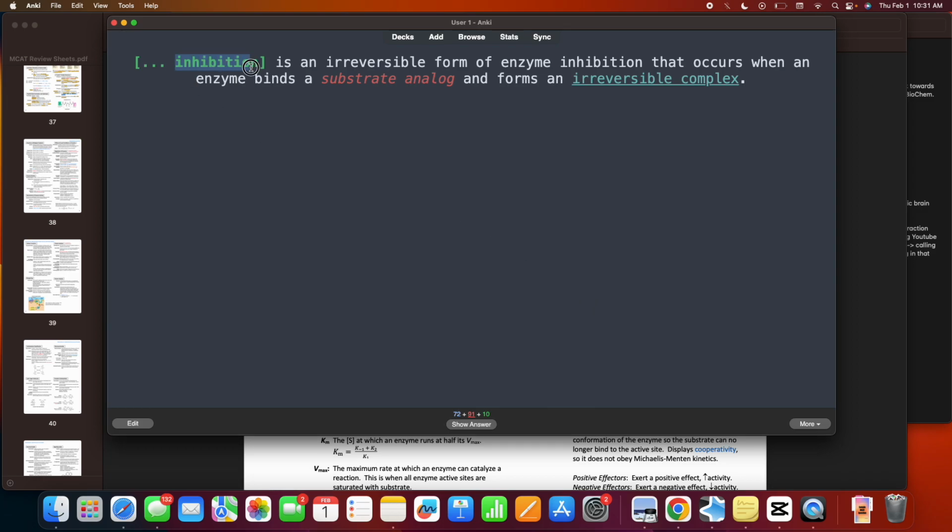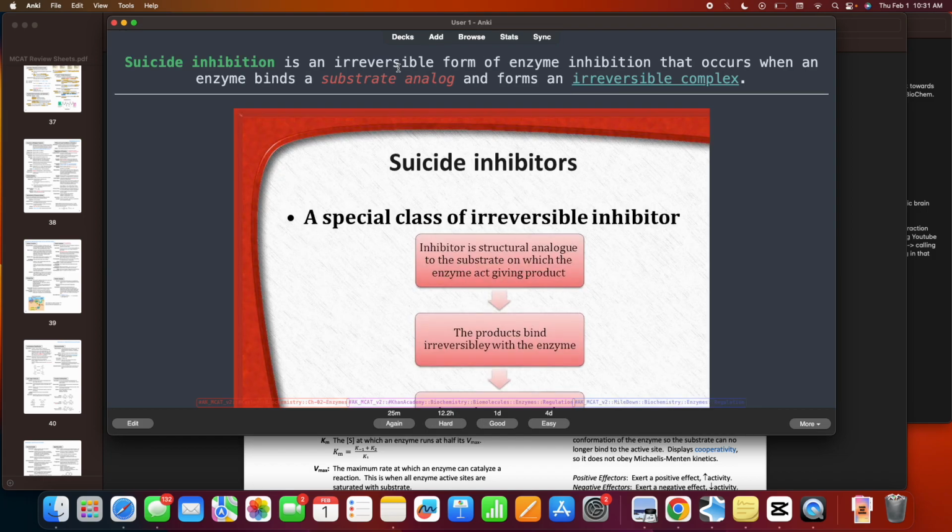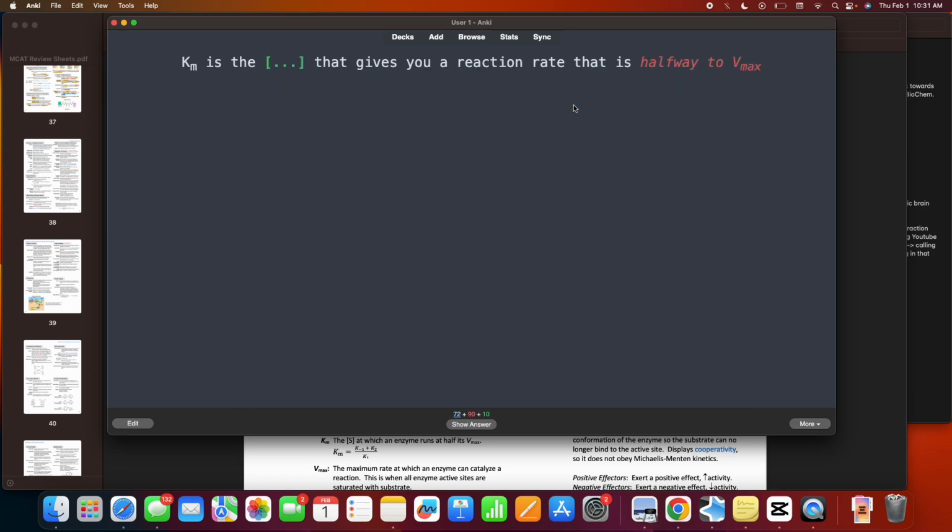This is suicide inhibition. It is irreversible when the enzyme binds the substrate analog and forms an irreversible complex.